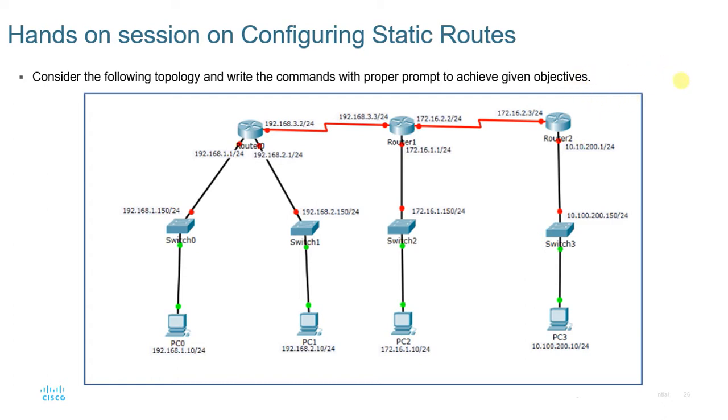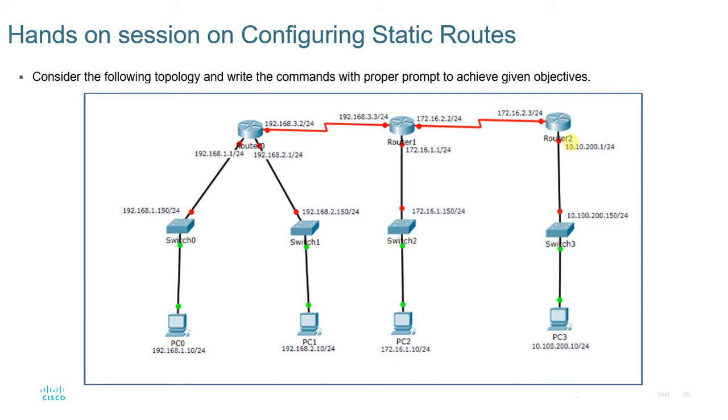Remote networks for router 2 are 192.168.1.0, 192.168.2.0, 192.168.3.0 and 172.16.1.0. All these are remote networks. Only these two are directly connected networks. Directly connected networks it will take once you assign the IP addresses.